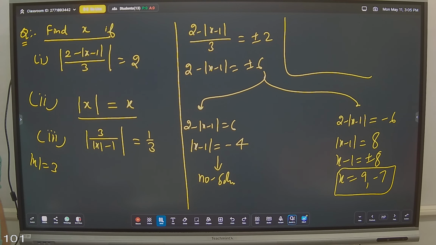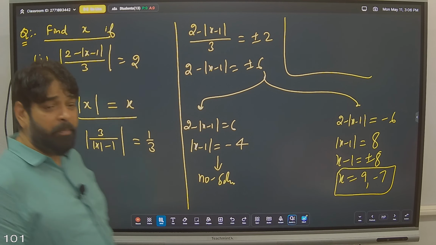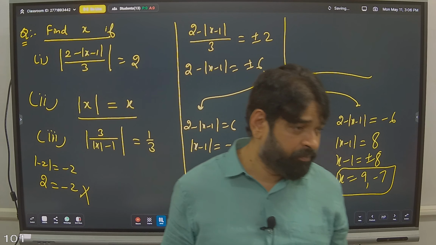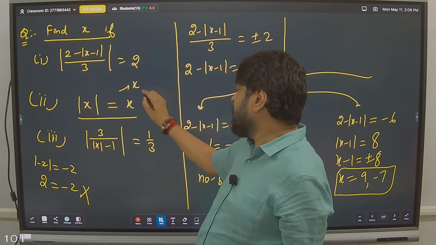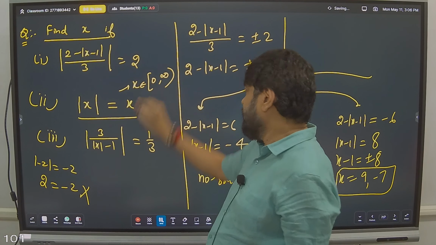0 can satisfy, 1 can satisfy, 2 can satisfy, 3 can satisfy, minus 2 can satisfy? Let's put minus 2. If I put minus 2, the mod of minus 2 equal to minus 2, so this will become 2 equal to minus 2, which does not satisfy. So which values will satisfy? Only positive values or 0. It means this equation will have the solution x element of 0 to infinity.